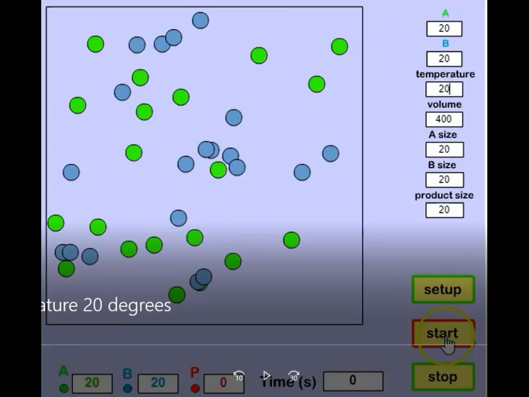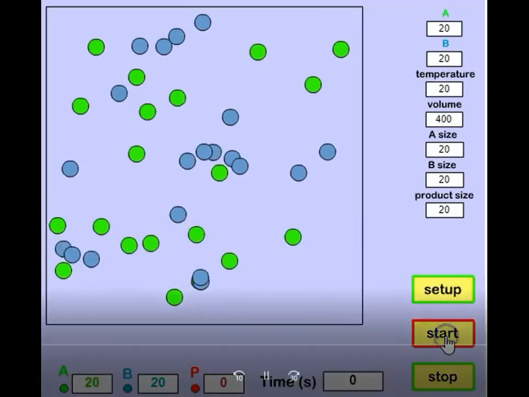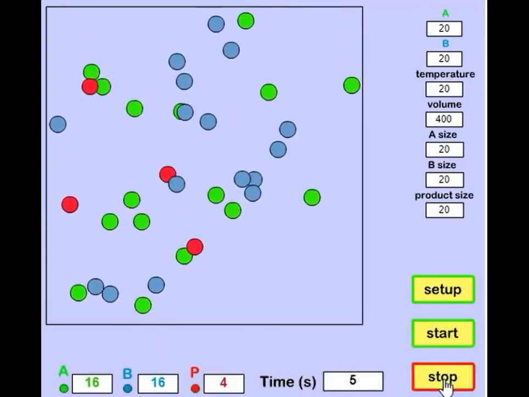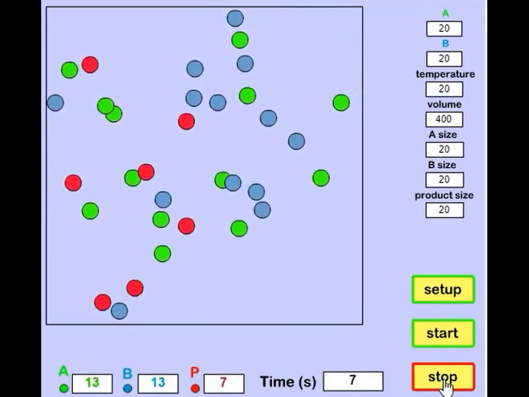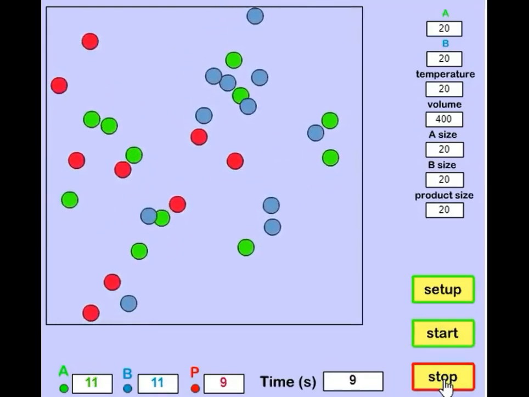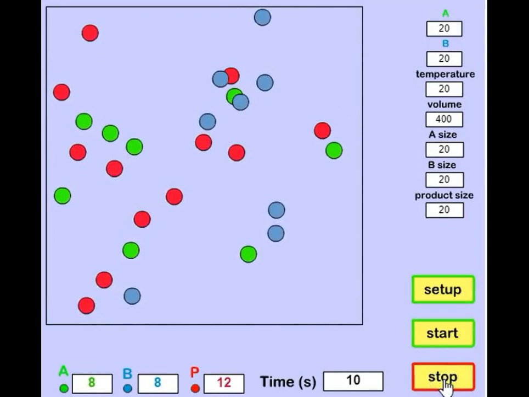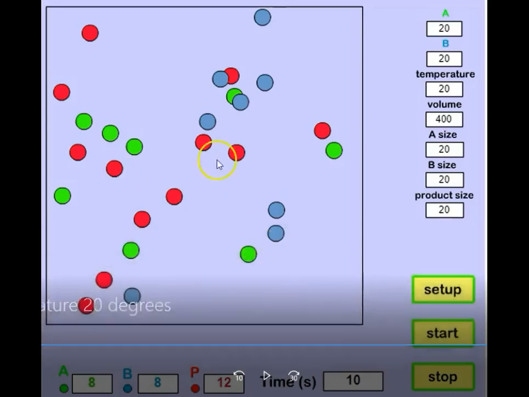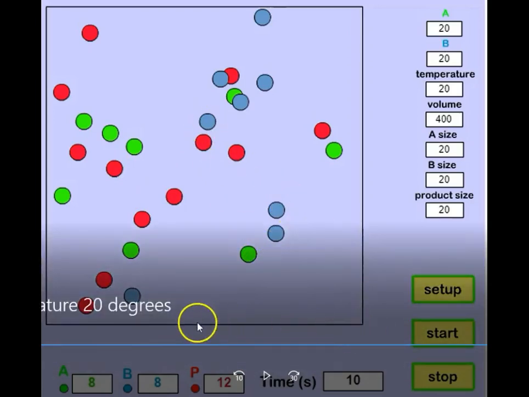Okay, so we'll play it. You can see already in 5 seconds there are already 4 particles produced, whereas at 11 degrees it took 10 seconds to get the 4 products produced. So we've got more products produced in the set period of 10 seconds. So there was a greater frequency. You might have noticed that the particles were moving faster than at 11 degrees, and more of them have been successful.